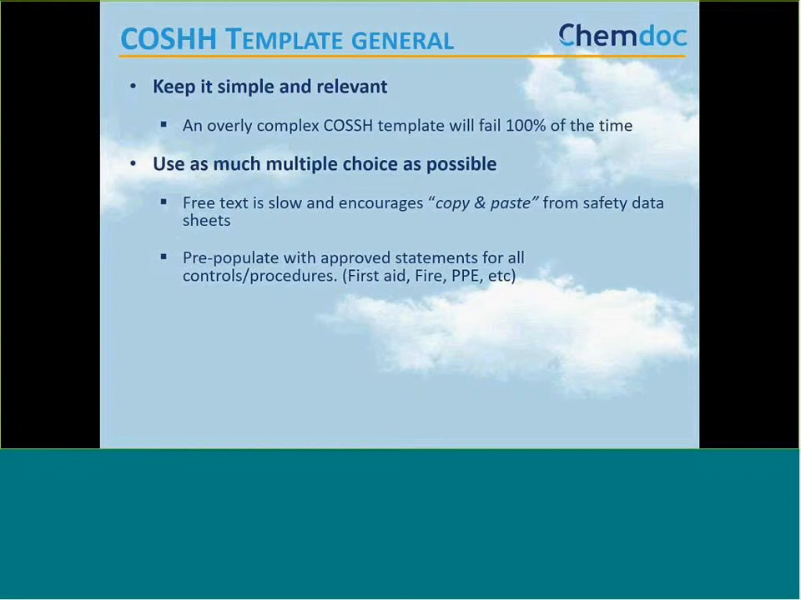Use as much multiple choice, drop-downs, checkboxes as possible. In an ideal world, I would say the only free text in your COSHH assessment should be a description of the process. Everything else should be drop-downs, checkboxes. And there should be drop-downs and checkboxes that are not generic information, but that are local to your site.